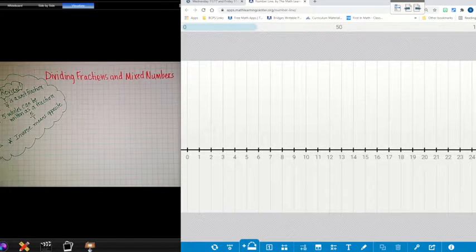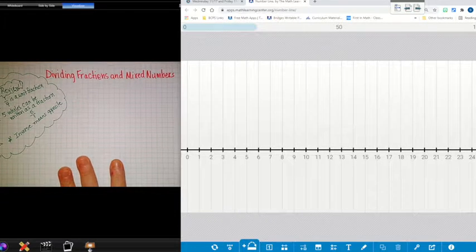And inverse means the opposite. So the opposite of add is subtract. The opposite of divide is multiply. Those things will come up with dividing fractions.